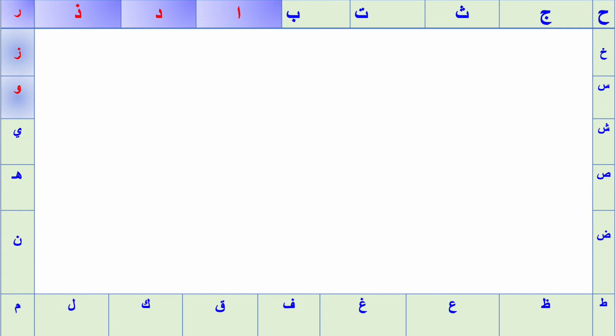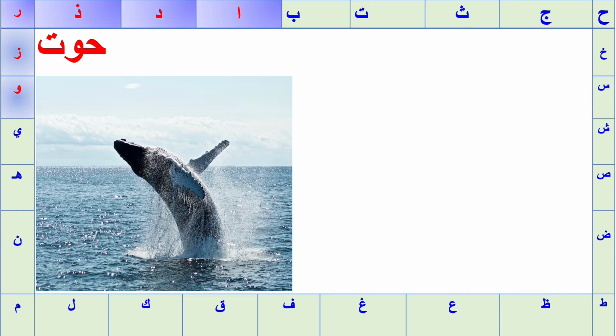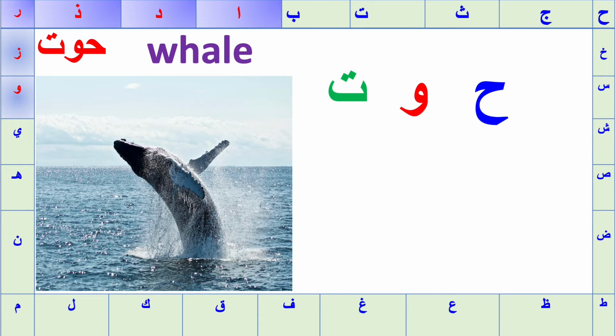Let's have another example where the ha is initial. The word we have is the word hoot, which stands for whale in English. The component letters are ha, waw, ta. Hoot. Okay, that is the initial ha. Then it is connected with the waw. Then the final letter is a ta.